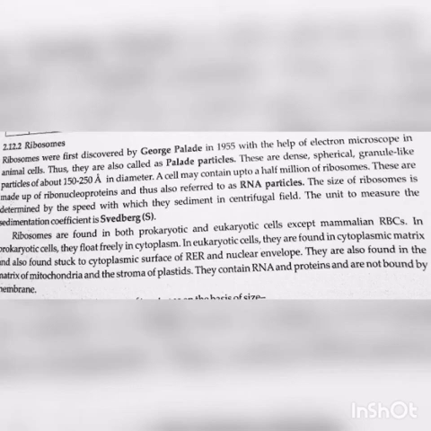In prokaryotic cells, they float freely in the cytoplasm. In eukaryotic cells, they are found in the cytoplasmic matrix and also stuck to the cytoplasmic surface of rough endoplasmic reticulum and the nuclear envelope. They are also found in the matrix of mitochondria and the stroma of plastids. They contain RNA and proteins and are not bound by membrane.